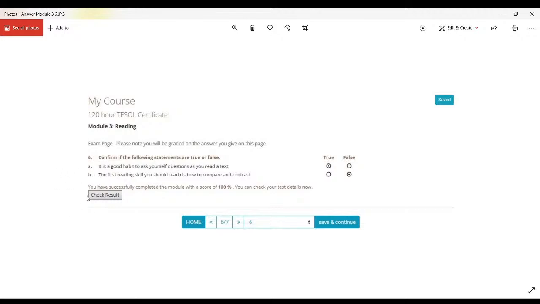And letter B, the first reading skill you should teach is how to compare and contrast. Of course, it is false. All right, so all the time it's phonemes, right? So, last number, susunod. Pero una muna, check result, save, and continue.